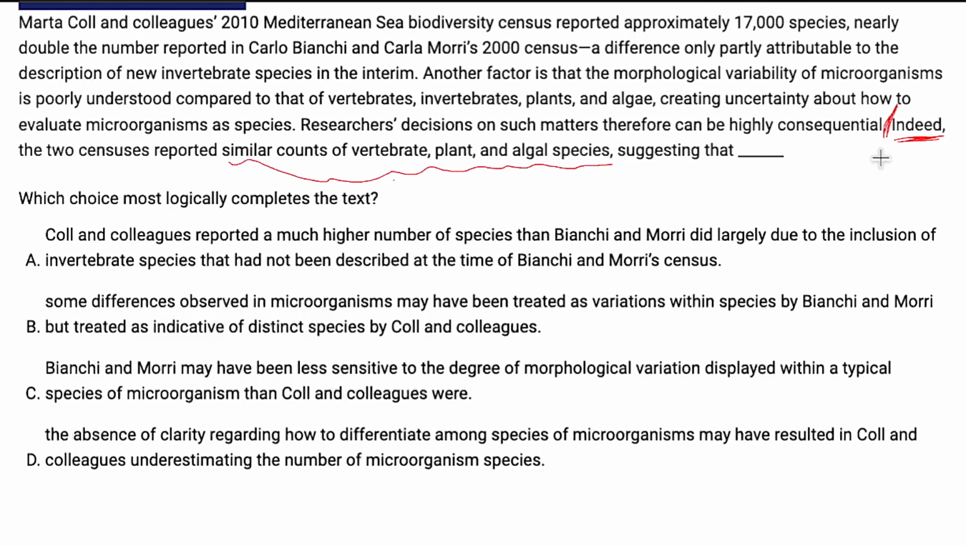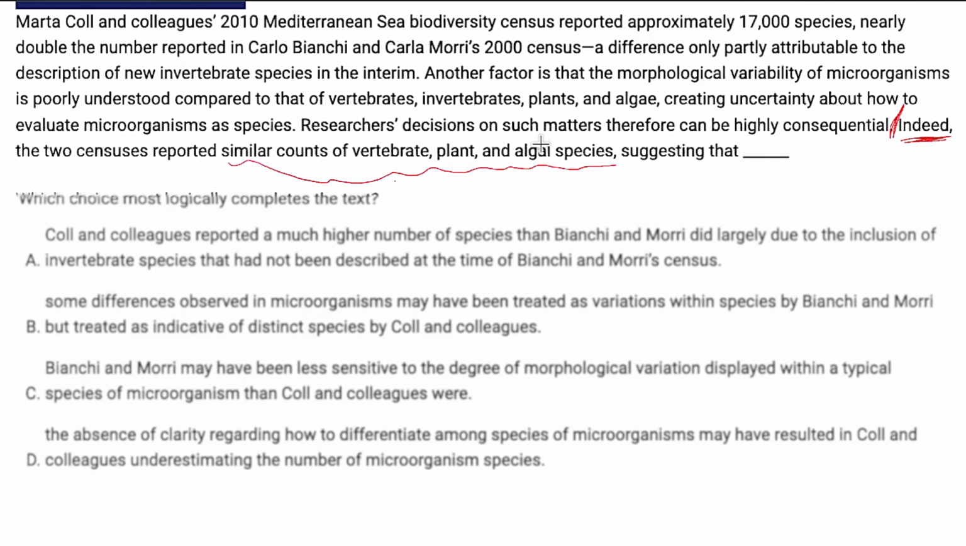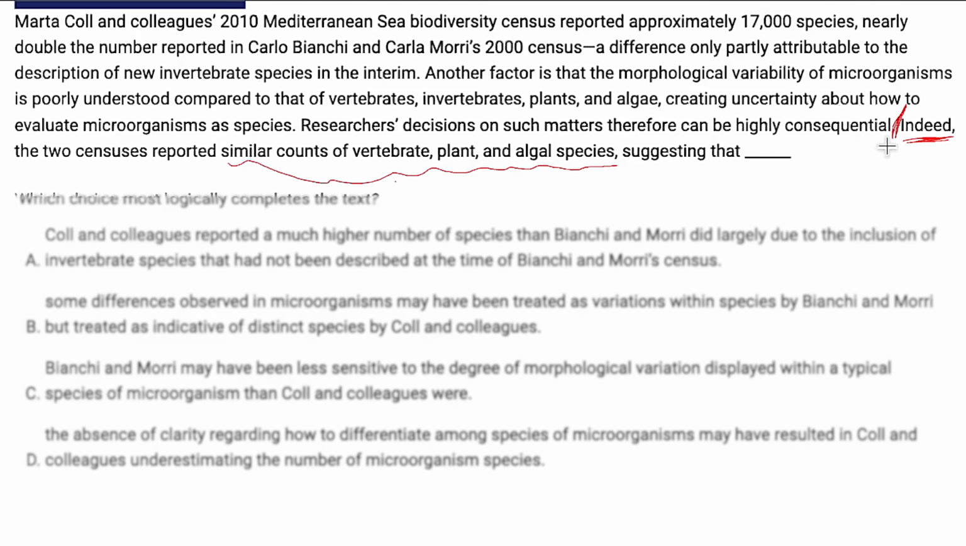All right, and then going back, what is that indeed? "Researchers' decisions on such matters can be highly consequential." Now I'm just working backwards here because it says decisions on such matters. I want to know what those matters were. The sentence before that: "Another factor is that the variability of microorganisms is poorly understood compared to that of these other things, creating uncertainty about how to evaluate microorganisms." So uncertainty about microorganisms. Cool.